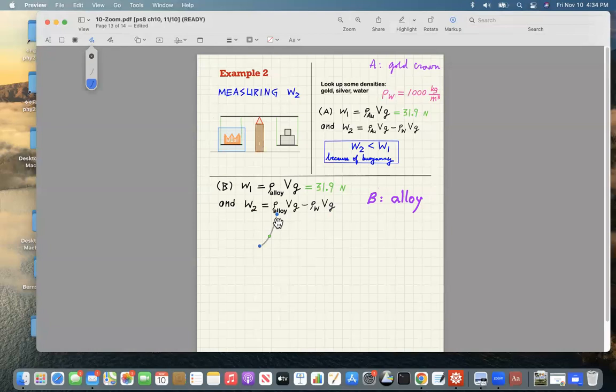What you have here is really two equations with two unknowns. And one of the unknowns is the density of the alloy. So by measuring W1 and W2, you can apply algebra and figure out the density of the alloy. And then you can see, is it the same as the density of gold? Or is it less than the density of gold, indicating that the crown was some sort of alloy of maybe gold and silver?